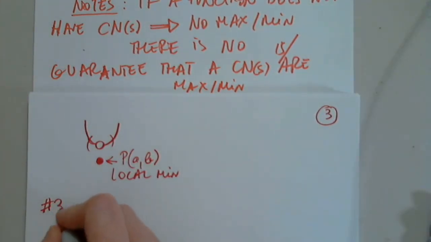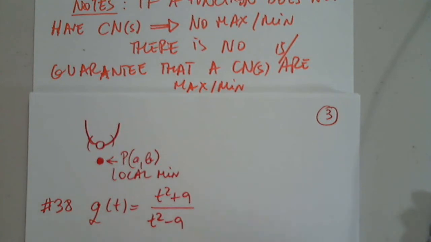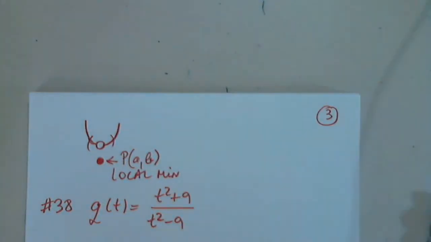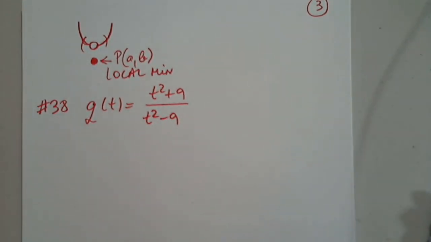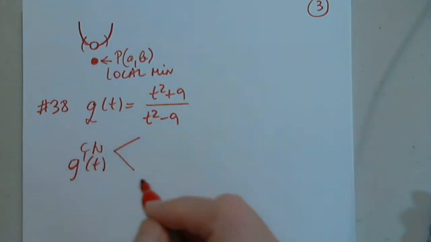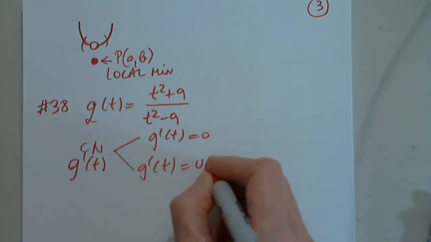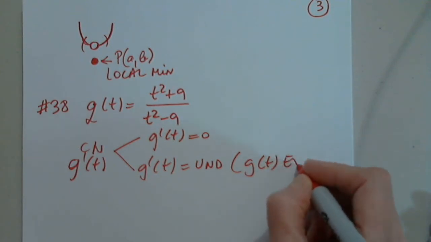So in 38, we have q of t equals (t squared plus 9) divided by (t squared minus 9). Good. Perfect. Okay. So now, in order to find critical numbers, remember we have to find g prime of t and look at g prime of t being 0 and g prime of t being undefined where g of t exists.